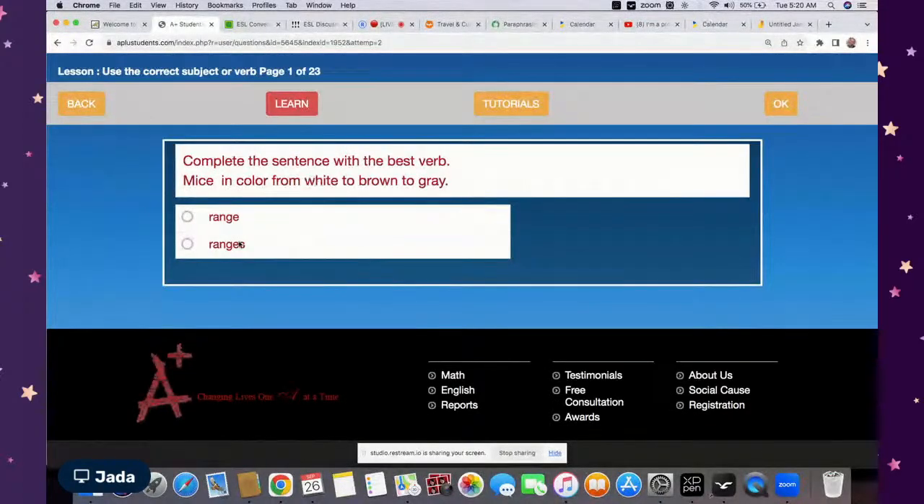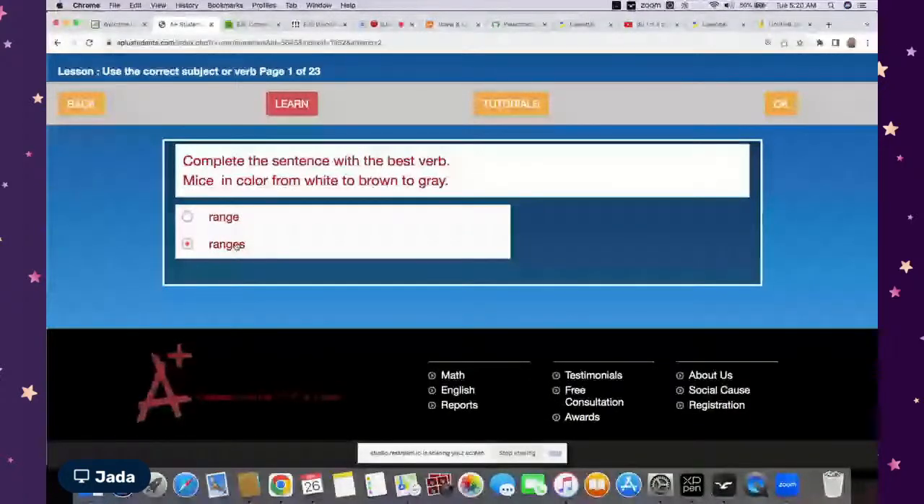Mice dash in color from white to brown to gray. So now send in on the chat which one you think is your answer. Is it the first one or the second one? Is it the first or the second?